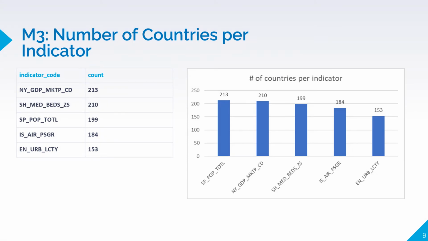For M3, we have the numbers of countries per indicator. The number of countries that have data per indicator ranges from 213 to 153. The data related to the total population is available for the most countries, and the data related to the population in the largest city is available for the least amount of countries.